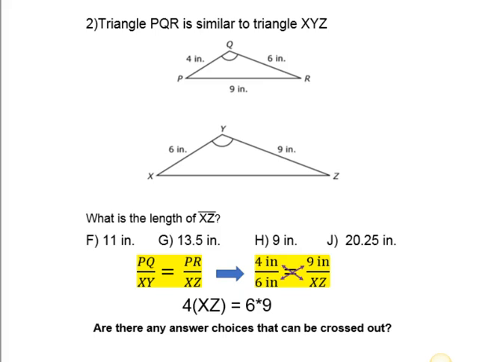We have a 4, but we don't know what the length of XZ is. So I'm going to think to myself, 4 times what is equal to 54? And that is how we are going to find the length of XZ. So since we know that that's what we're going to do, 4 times what is equal to XZ, looking at the answer choices, are there any answer choices you believe you can cross out?